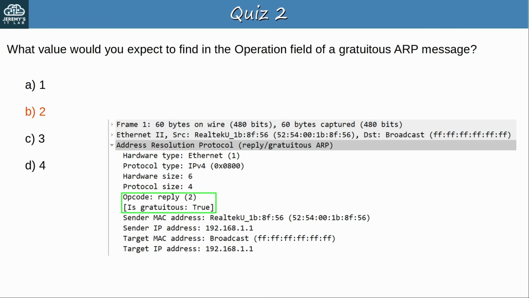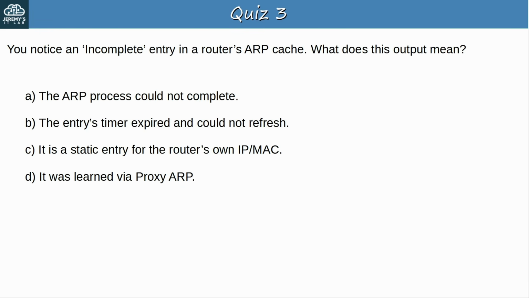Okay, let's go to question 3. You notice an incomplete entry in a router's ARP cache. What does this output mean? Pause the video now to think about the answer.